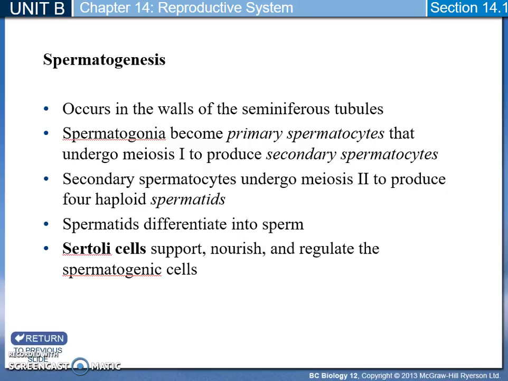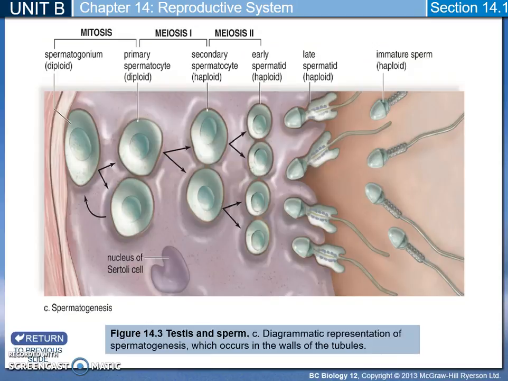So spermatogenesis occurs in the walls of the seminiferous tubules. Spermatogonia become primary spermatocytes that undergo meiosis I to produce secondary spermatocytes. Then secondary spermatocytes undergo meiosis II to produce 4 haploid spermatids. The spermatids differentiate into sperm. And you also have the Sertoli cells. These support, nourish, and regulate the spermatogenic cells.